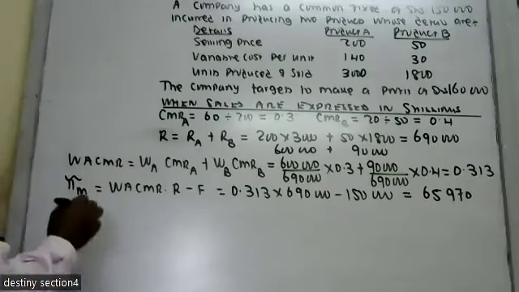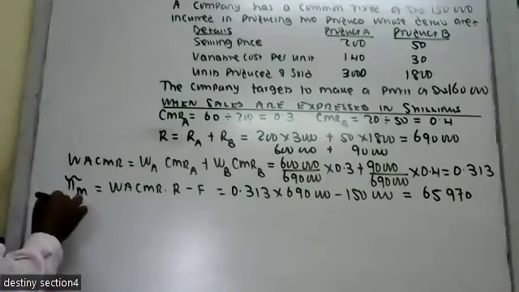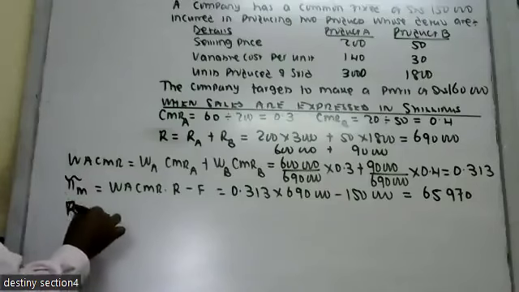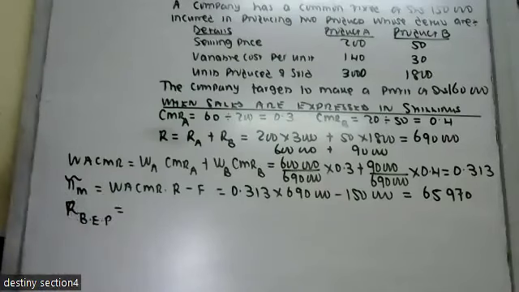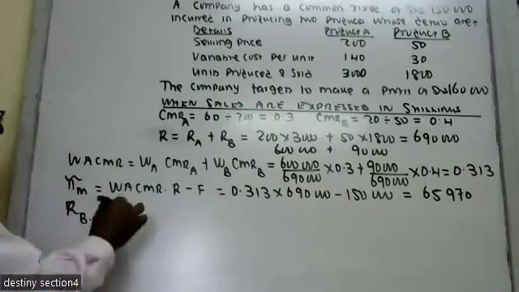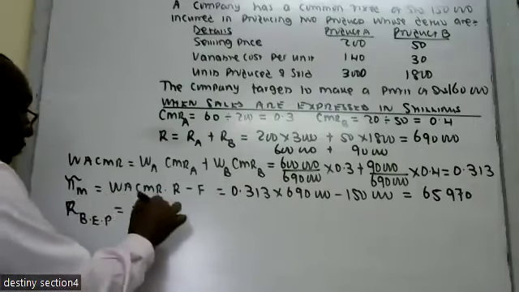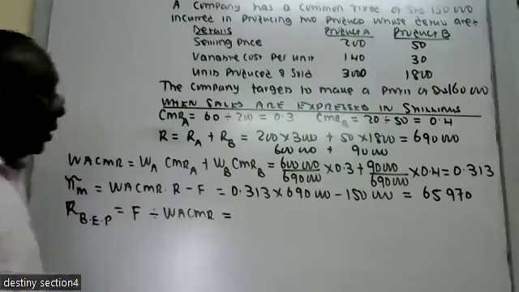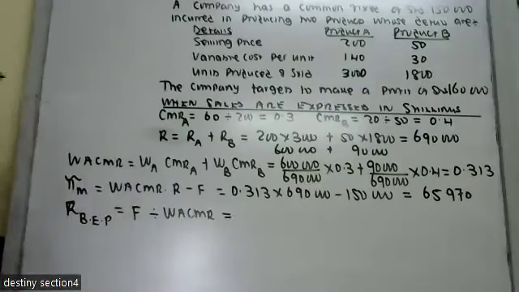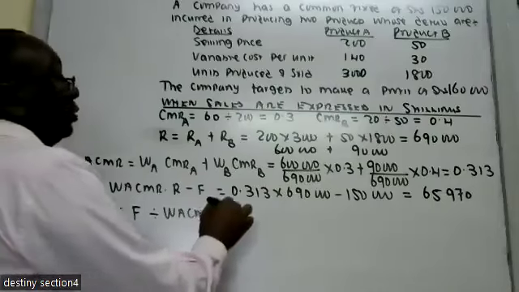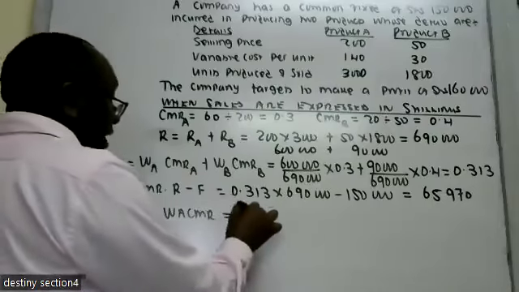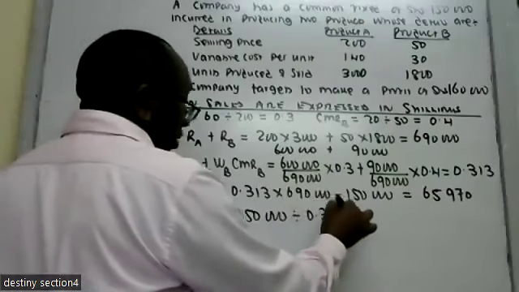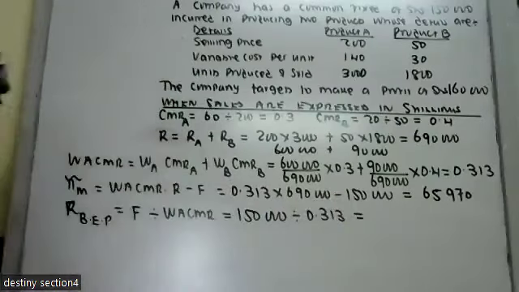The next thing is to get the R break-even point. The R break-even point is given as F, we divide by WACMR. So our F is 150,000. You divide by 0.313.